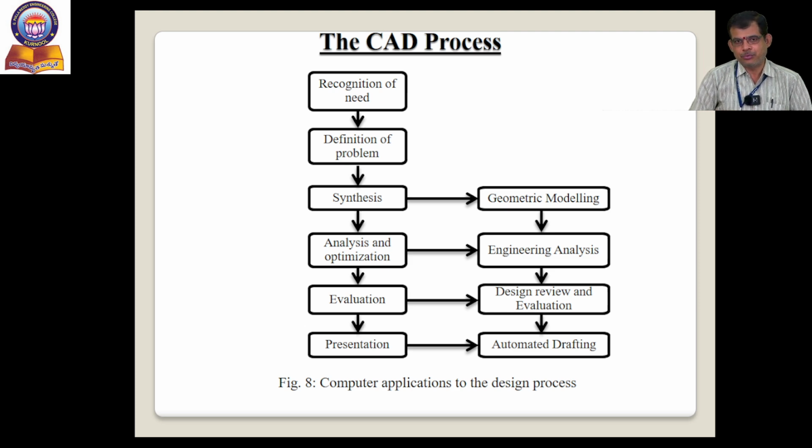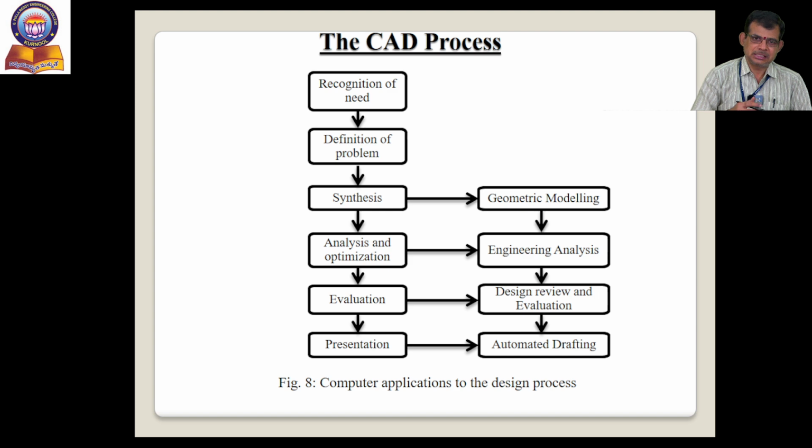Will the computer support you in the recognition of the need? No, exactly, because the need arises from the customers. So you collect the data. Then definition of problem: the computer on its own will not define any problem. So the design engineer will define the problem based on the feedback that he is getting from the customers, from the recognition of need stage. Now the next step is called synthesis. What is synthesis? You are creating desired alternative solutions. Yes, exactly. In this area, the computer will support you in the creation of the models. That is called geometric modeling in the CAD area.